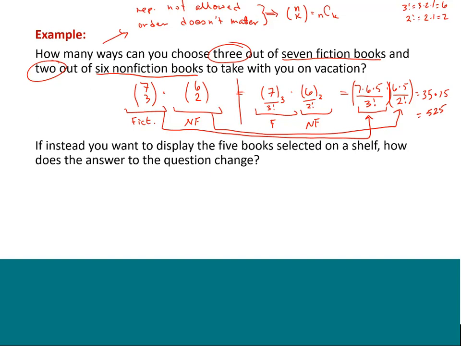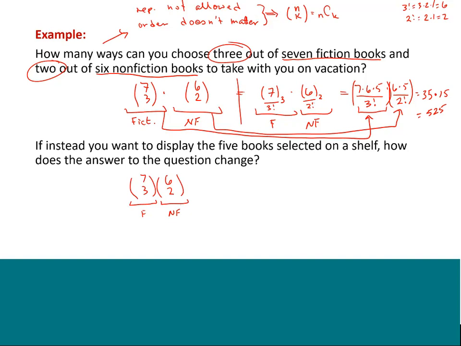It turns out it's a sneaky trick. So here's the sneaky trick. You select your fiction and your nonfiction books. So 7 choose 3, 6 choose 2. I'm just going to put it in the formula form. And let me tag what we're doing. Here would be fiction. Here would be nonfiction. Now, at this point in time, order doesn't matter. You just have them like in a pile on the floor.